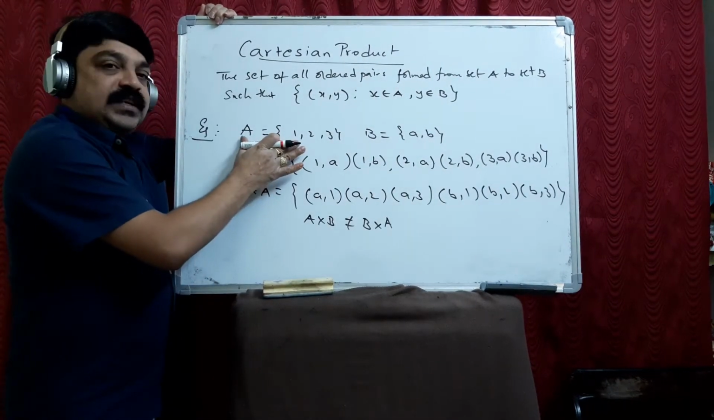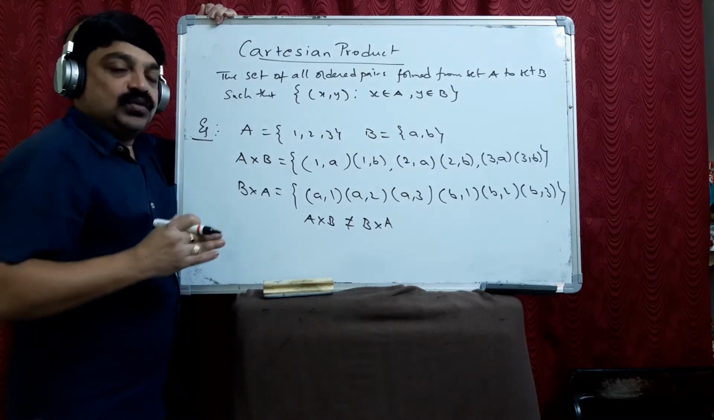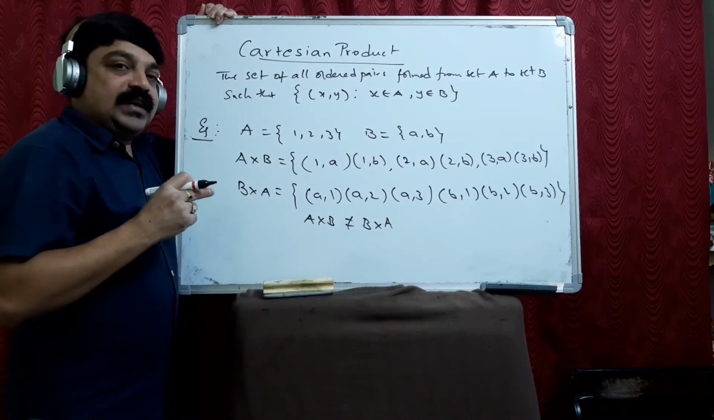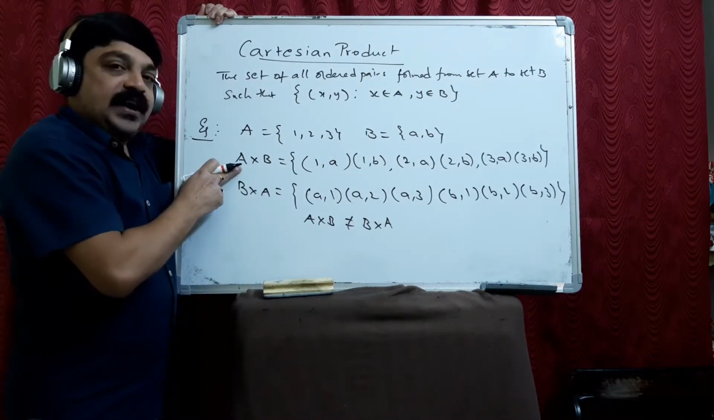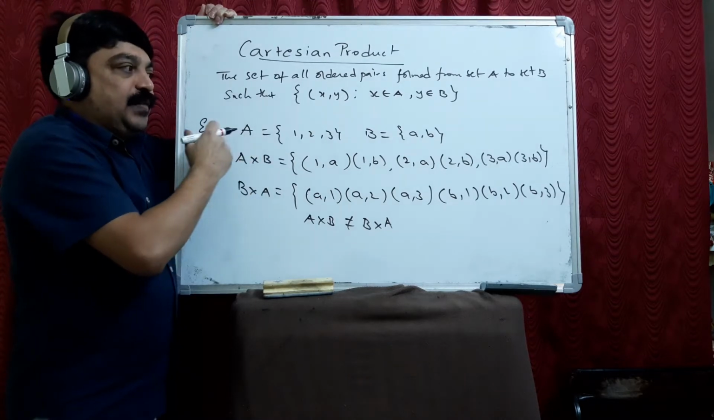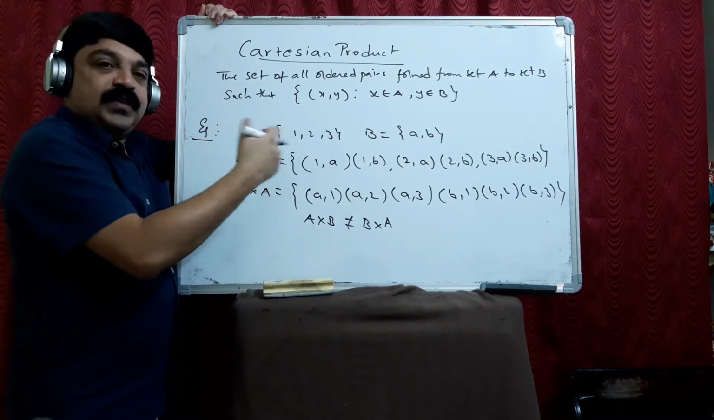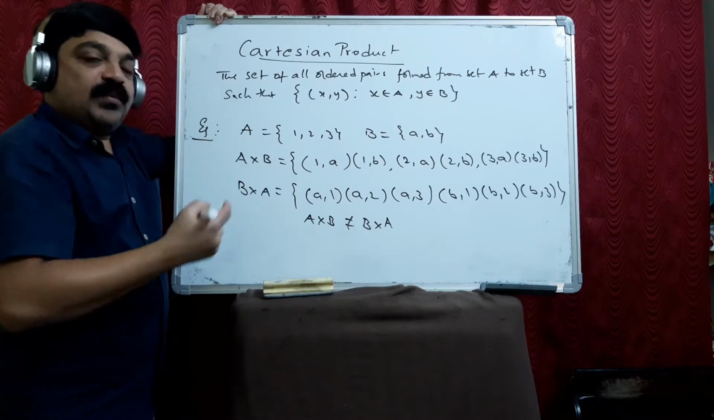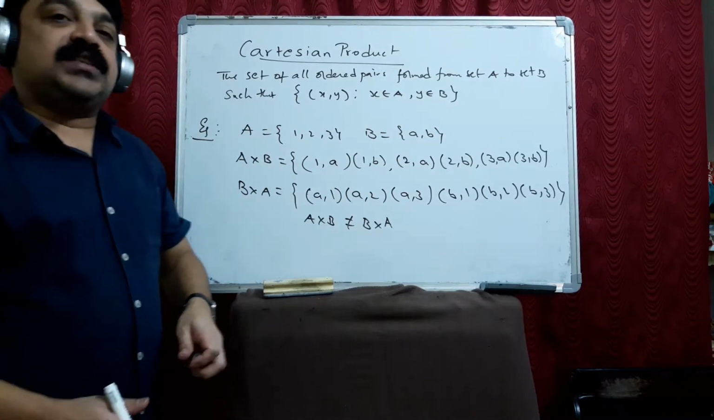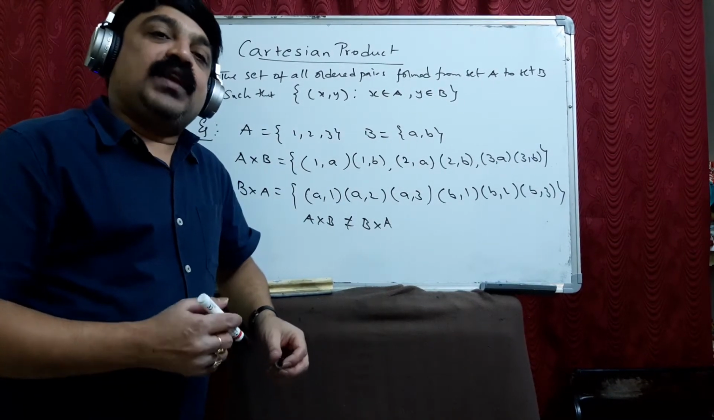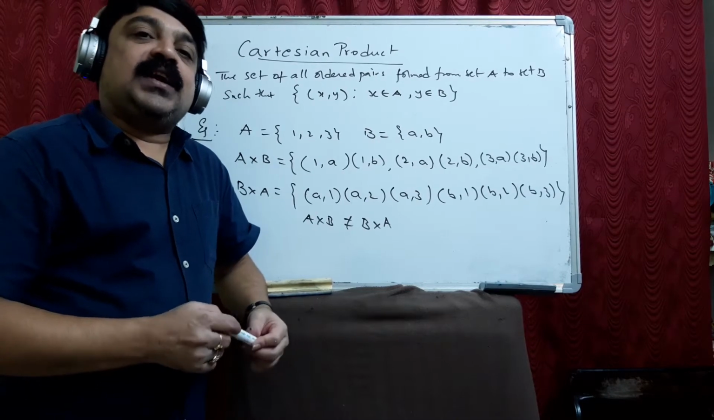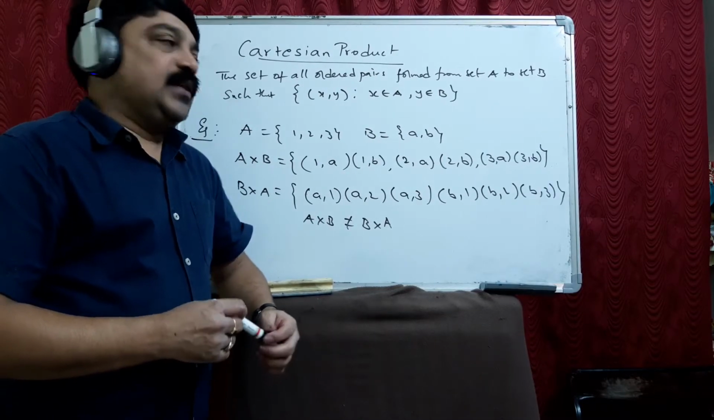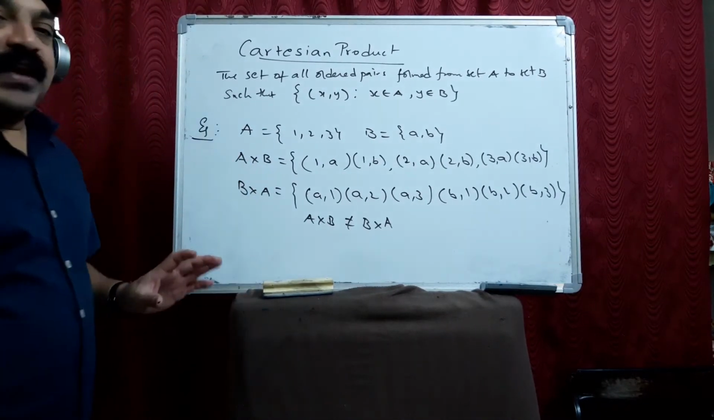So the elements of set A are 3 and the elements of set B are 2. So you get 6 ordered pairs in A cross B, and in the same way B cross A is also 2 into 3. So the number of ordered pairs that can be formed is n(A) into n(B), where n(A) is the number of elements in set A and n(B) is the number of elements in set B. So this is the set that we can make.